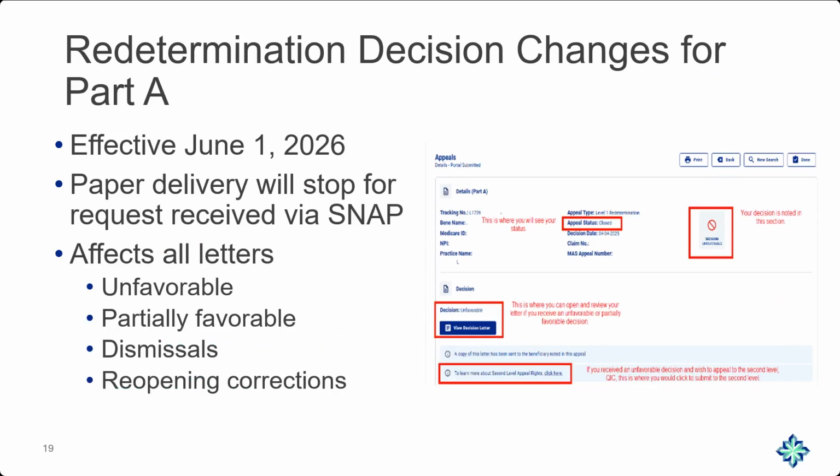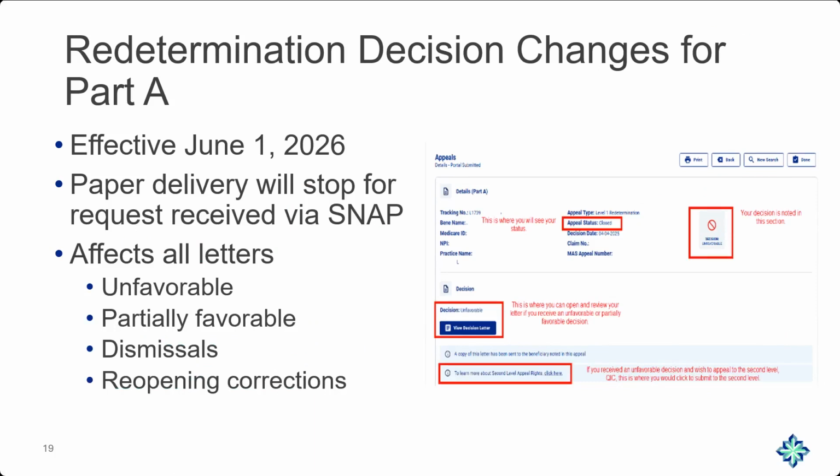This slide is a provider alert. It's announcing a change. It's been in place for a little bit now, but just in case you weren't aware, there was a change to mail delivery for Part A appeals that were submitted in the provider portal as of June 1st. Correspondence on appeals submitted through SNAP are sent now electronically.